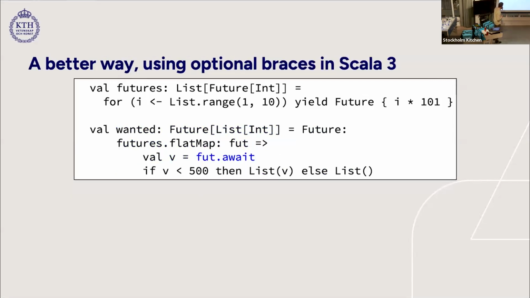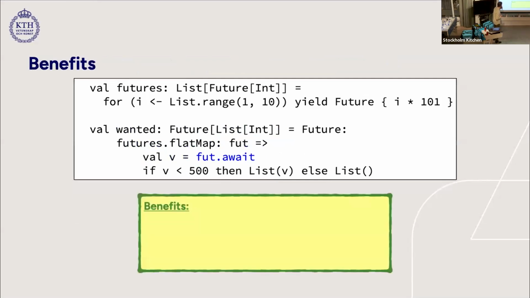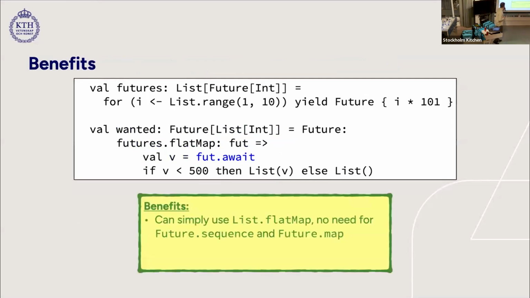Now the question is, okay, what are some benefits? One cool thing is we can use list.flatMap, so we don't need specialized methods for futures. In fact, we only need one API method here, await, right? Also, we don't need some intermediate nested list. We can just directly use flatMap, which is very convenient.